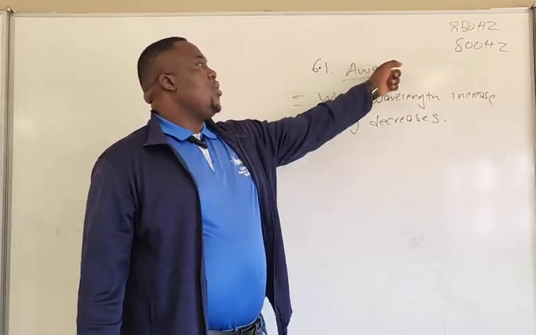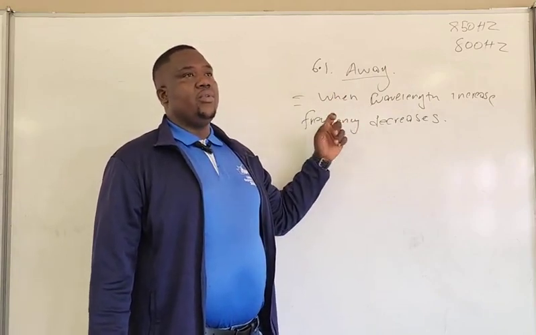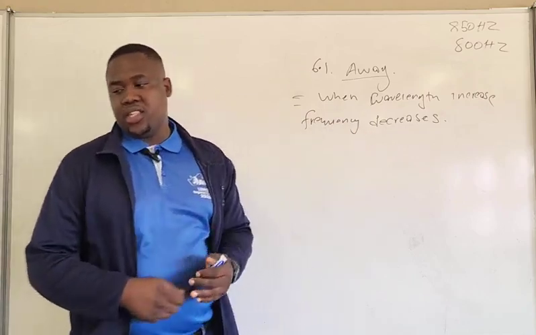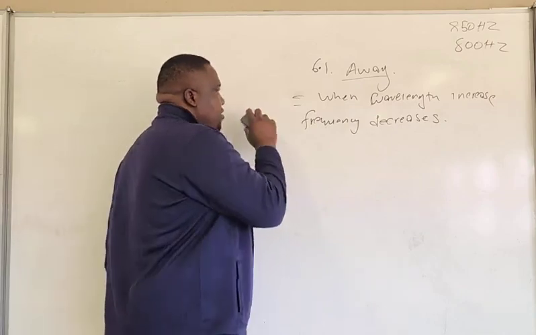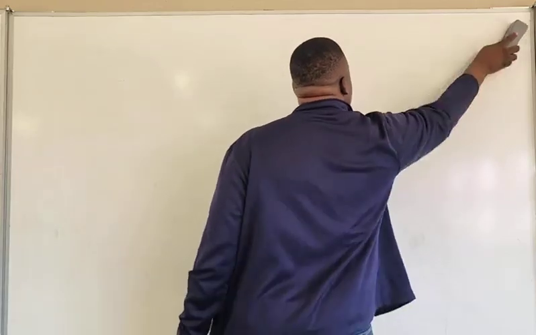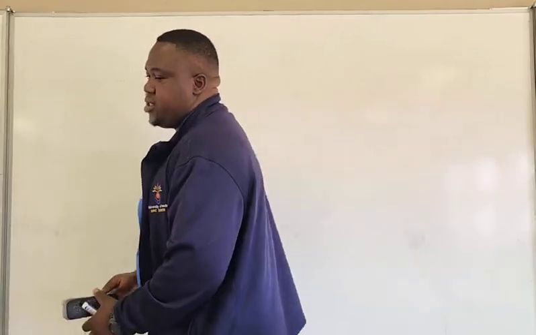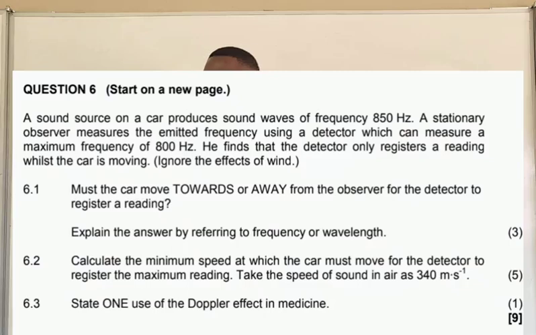It is 3 marks: 1 mark for away, 1 mark for this one, and 1 mark for the relationship. So that's how we are supposed to answer that one. Then I love this next one because it is straightforward. It is not long. It says, calculate the maximum speed at which the car must move for the detector to register the maximum reading.